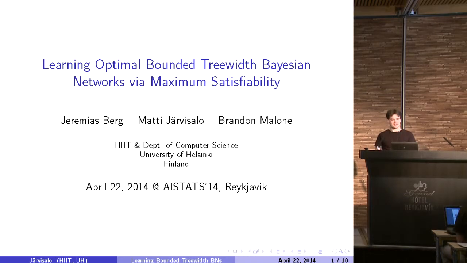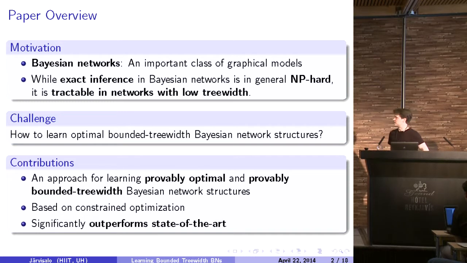Yeah, so as the title says, I'm going to talk about learning optimal bounded-Treewidth Bayesian networks using a specific constraint optimization paradigm called maximum satisfiability. The underlying motivation here is that while exact probabilistic inference over Bayesian networks is NP hard in general, it's actually tractable over networks that have low tree width. So here our challenge is to develop algorithms for learning optimal bounded tree width Bayesian network structures.